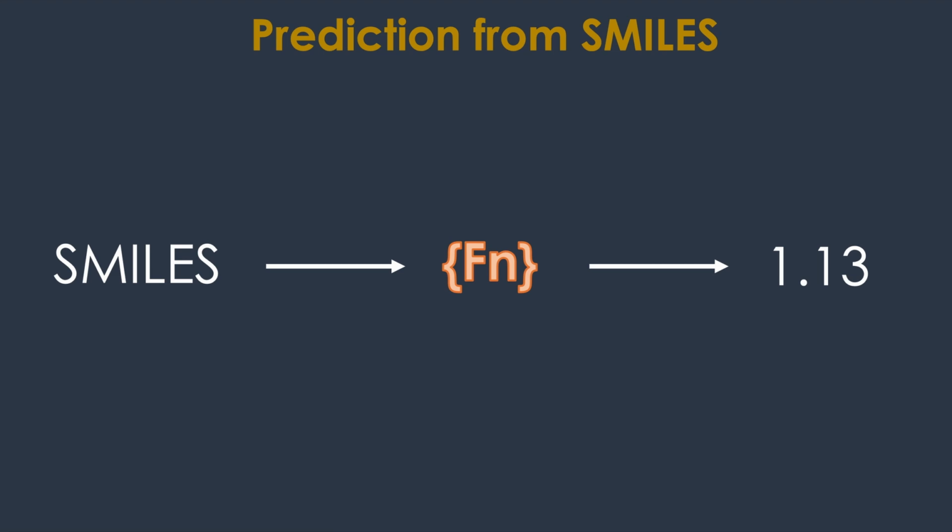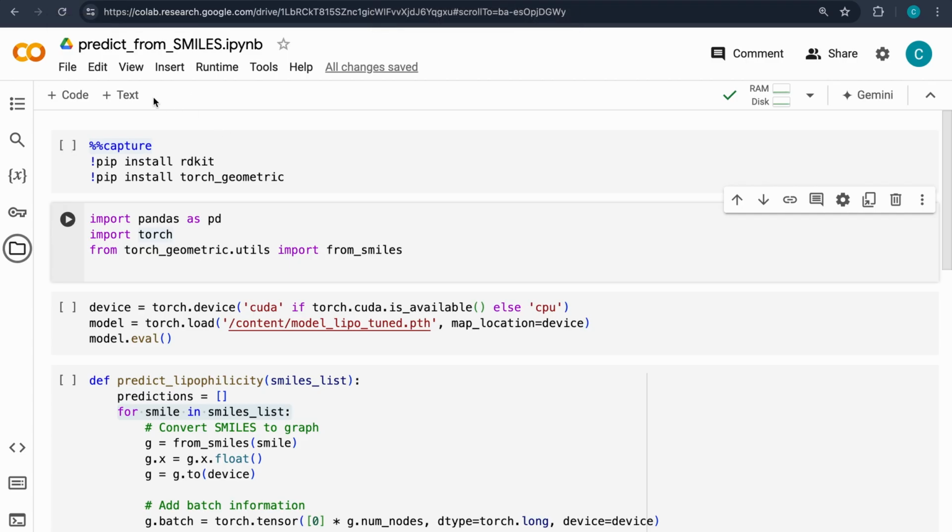Hello everyone. As we are approaching the end of this data science project, I want to show you how you can define a function to predict lipophilicity values for any external SMILES strings. For that, I have made another Google Colab notebook named Predict from Smiles.